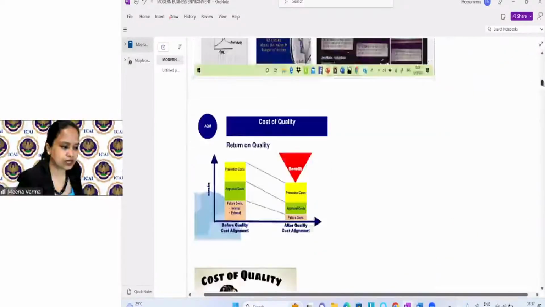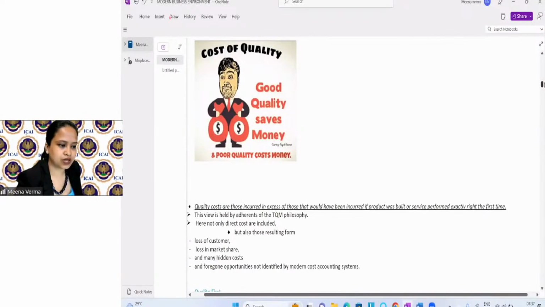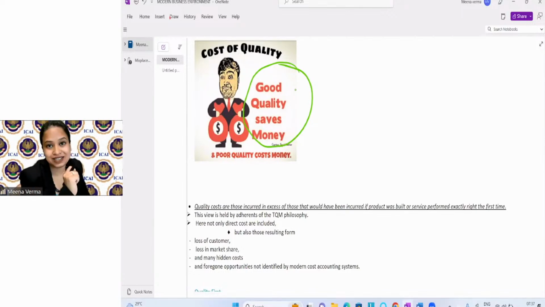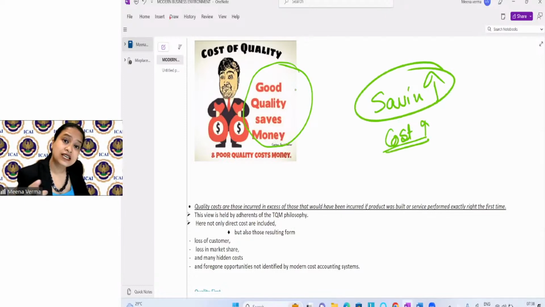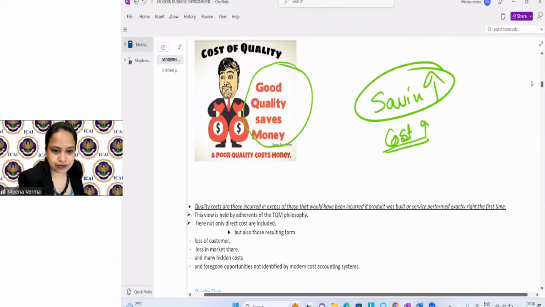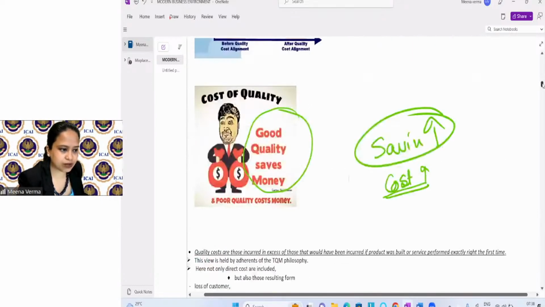Okay, the third view, let's read the third view also. I really love these quotes, so for that reason I have taken these quotes. Good quality saves money. It's poor quality because of which you are incurring the cost. So we have just learned that the saving from the quality is high. If you produce a quality product, you will have high saving as compared to the cost incurred for the quality product. So whatever cost you are incurring for producing the quality product will be less as compared to the saving you will have, right? Saving will be high right here. Okay, next, let's try to understand the next topic.